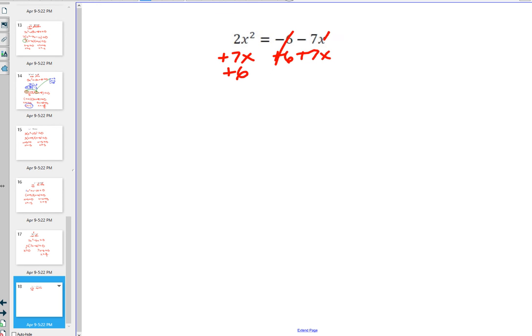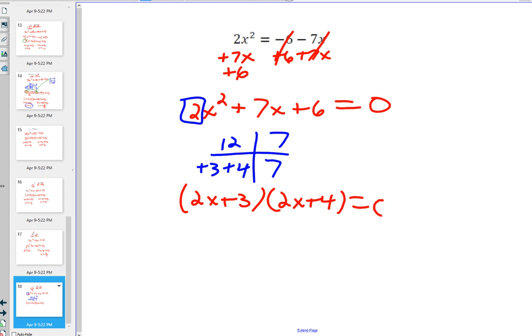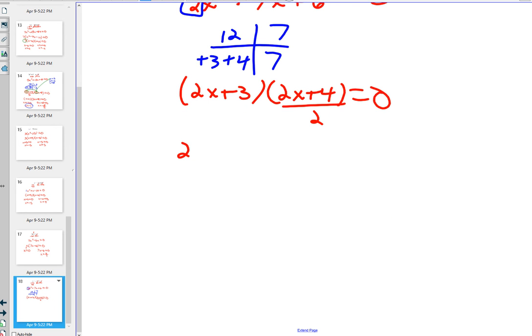2x squared plus 7x plus 6. Now here there is no GCF. So 2 times 6 is 12, and I have to add it to 7. The two numbers I want here are 3 and 4. But because there was a number greater than 1 there, I'd have to write 2x plus 3 and 2x plus 4, but just temporarily. That second one can be divided by 2. So 2x plus 3 and x plus 2 equals 0.